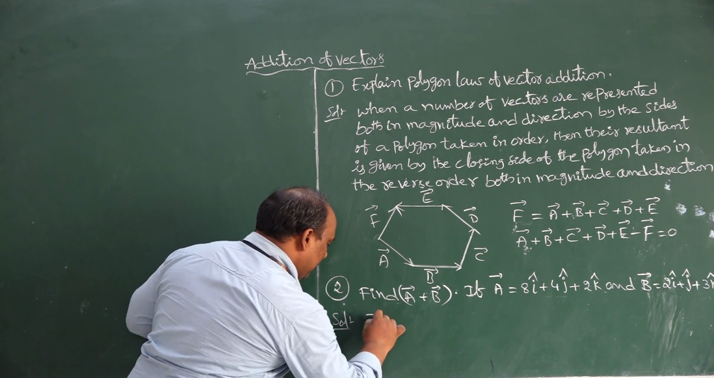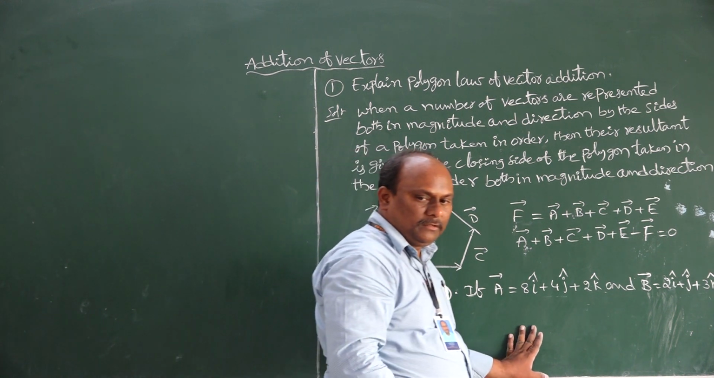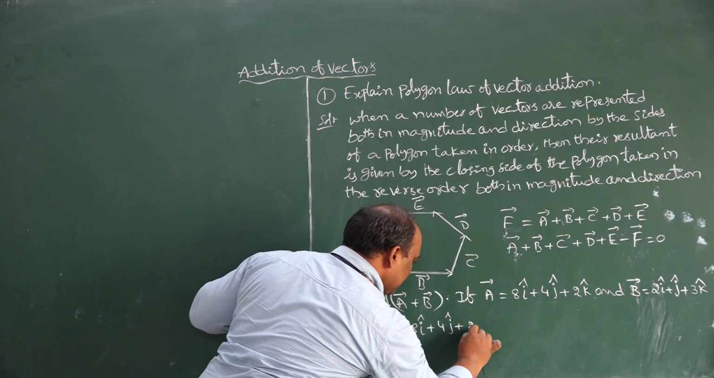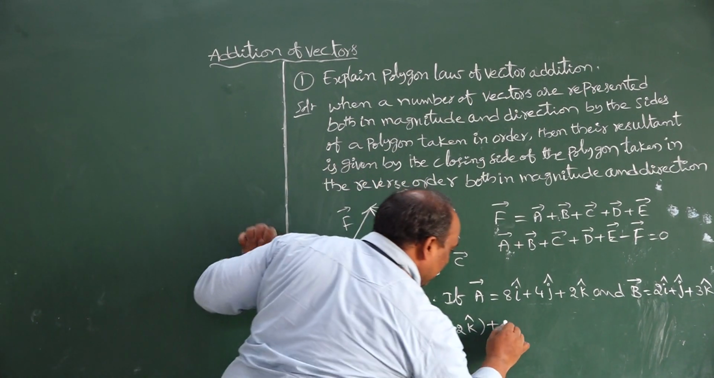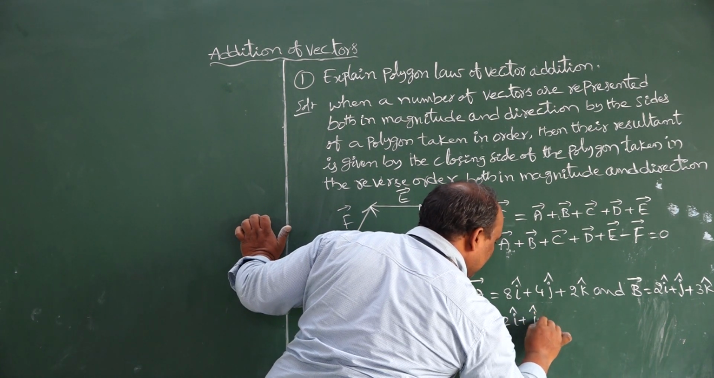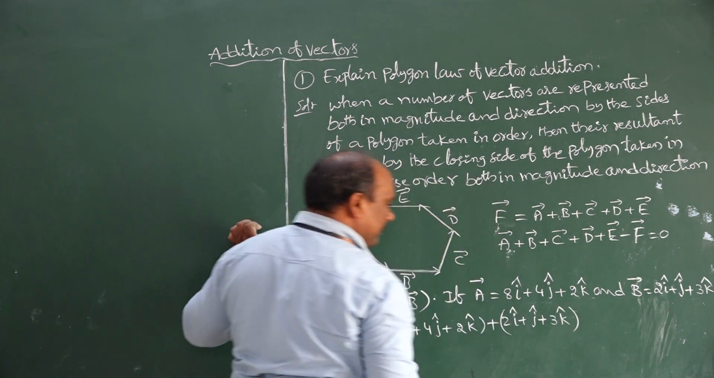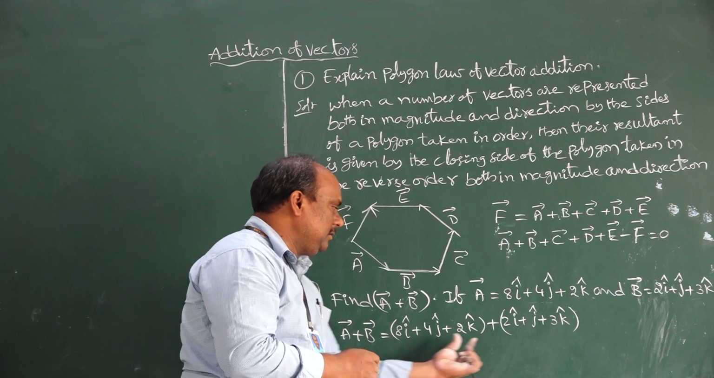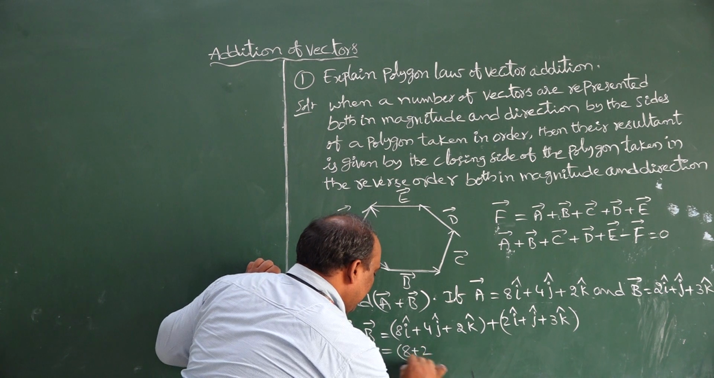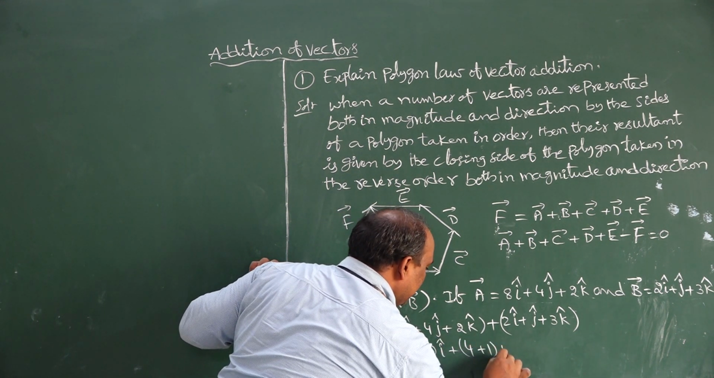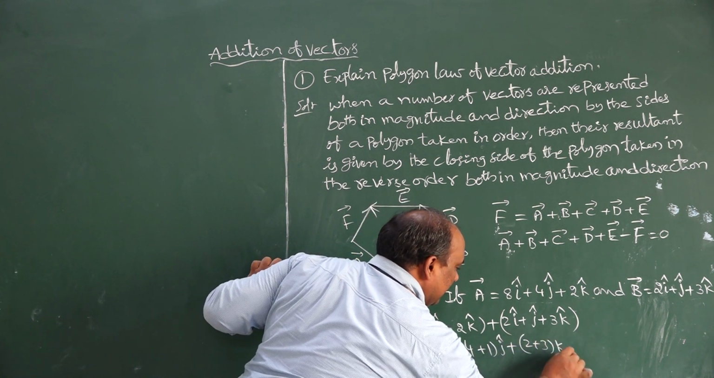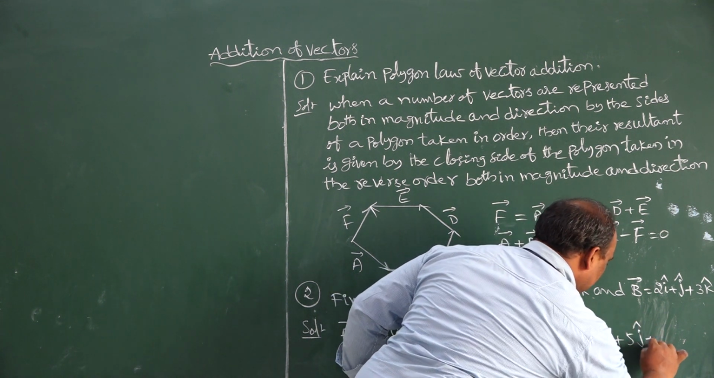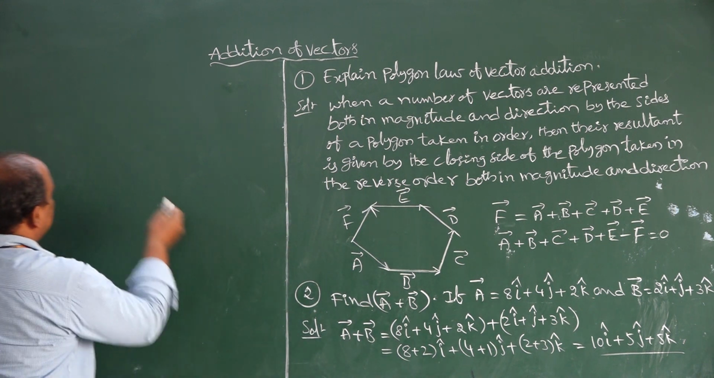Solution. Given A bar is equal to 8i plus 4j plus 2k and B bar is equal to 2i plus j plus 3k. These are the two vectors. Now we can add the i cap values, j cap values and k cap values: 8 plus 2 into i cap plus 4 plus 1 into j cap plus 2 plus 3 into k cap. The final answer is 10i cap plus 5j cap plus 5k cap. This is the answer. And we move to question number 3.